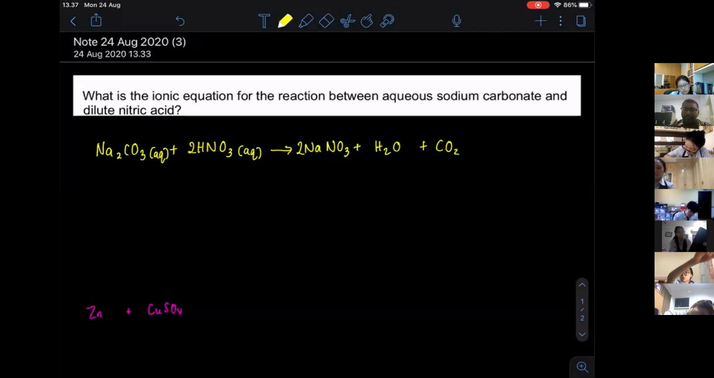Now, do remember all sodium salts are soluble. All nitrate salts are also soluble. So therefore, this is aqueous. This is liquid. This is going to be gas.